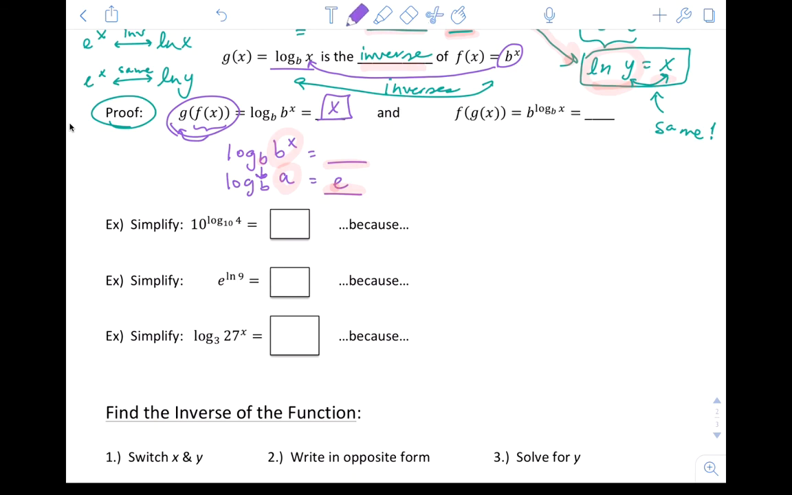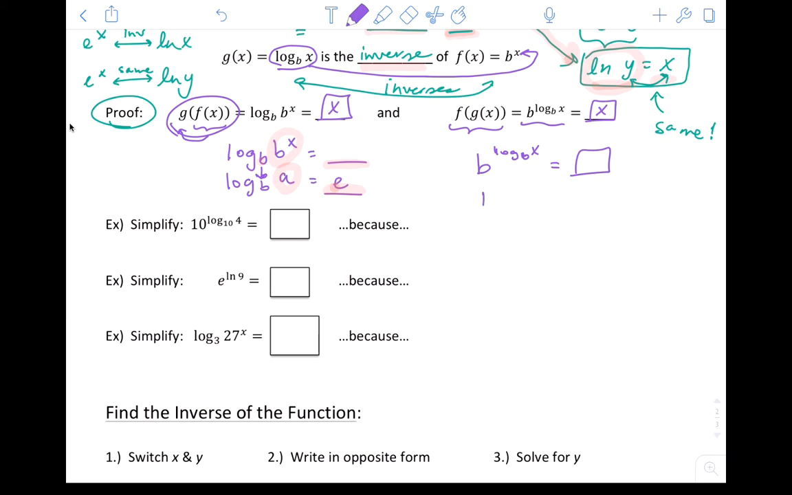When you're doing f of g of x, this time we're going to take g of x and we're going to put it into the x spot of f of x. That's where this just came from, because f of x is b to the what? To the x. And we're plugging in log base b of x into that spot. And that's going to equal blank. Now, the goal is to prove that that equals x. Let's see if we're right.